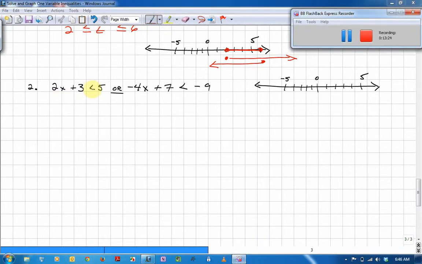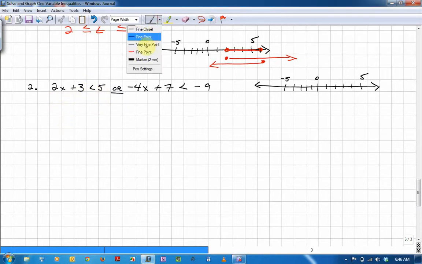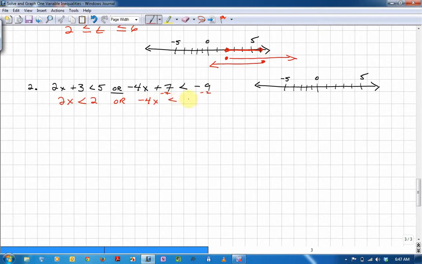okay, now that I've corrected and added the part of the problem here, let's go ahead and solve it. So what we want to do is on the left side, we want to get the x alone. So I'm going to subtract 3 from both sides. So if I subtract a 3 from both sides, I would have 2x is less than 2. Or, now on the other side of the equation, I'm going to subtract 7 from both sides. So if I subtract a 7, I would have a minus 4x is less than a negative 16.